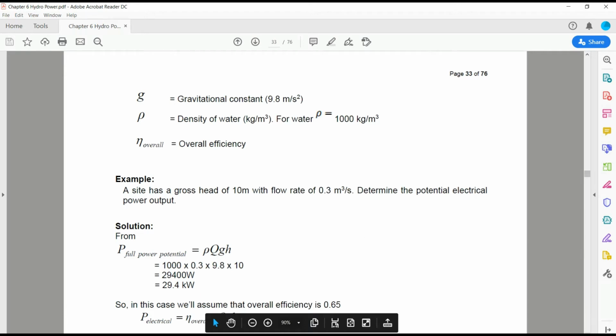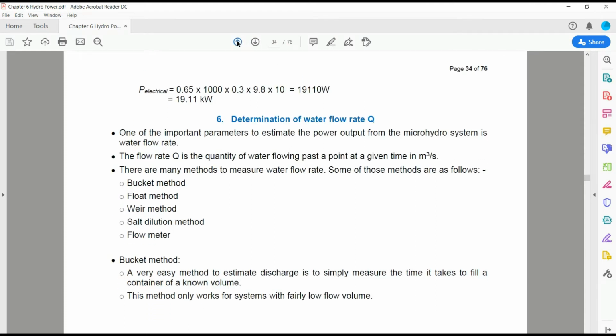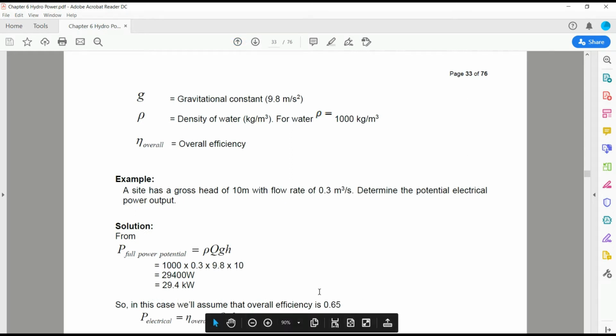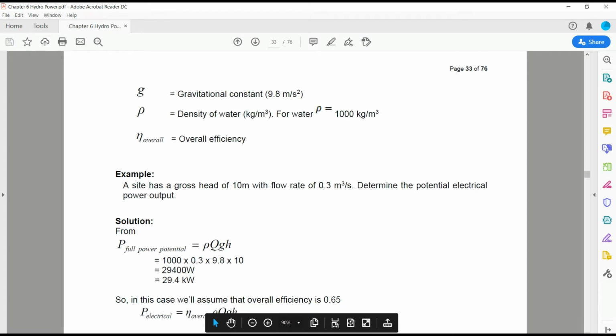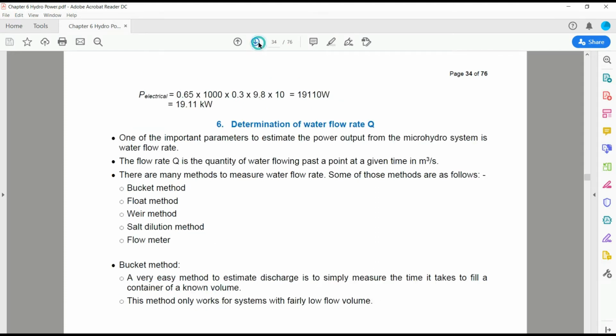In case after we calculate the overall efficiency, including all the losses, we only get 0.65. So the output P electrical equals the overall efficiency from all the losses, 0.65 for example, multiplied with the full power potential. So lastly, we get P electrical including the losses, 19.11 kilowatt.